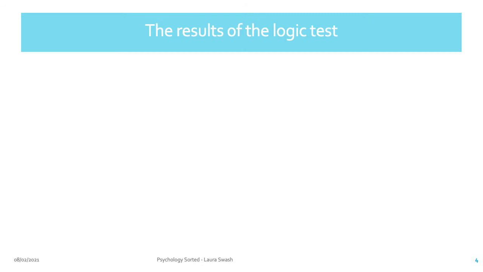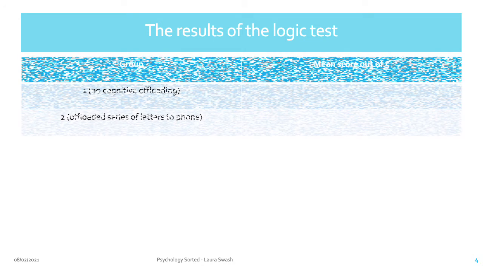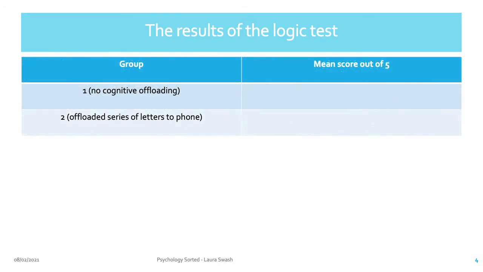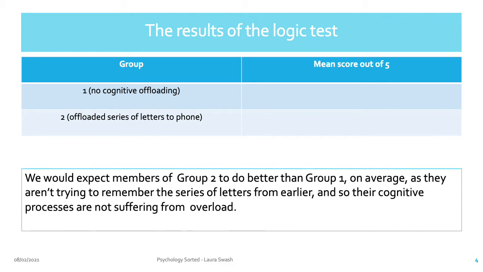Now add up your marks and get the mean of the results for each group. Which group would you have expected to do better on the logic test? Well, we hope that members of Group 2 did better than Group 1 on average because they aren't still trying to remember the series of letters from earlier, and so their cognitive processes are not suffering from overload. This is what we hope happened anyway. It may not have done, of course.